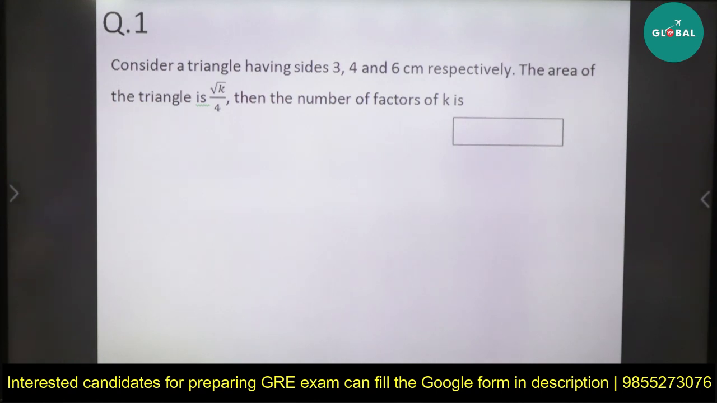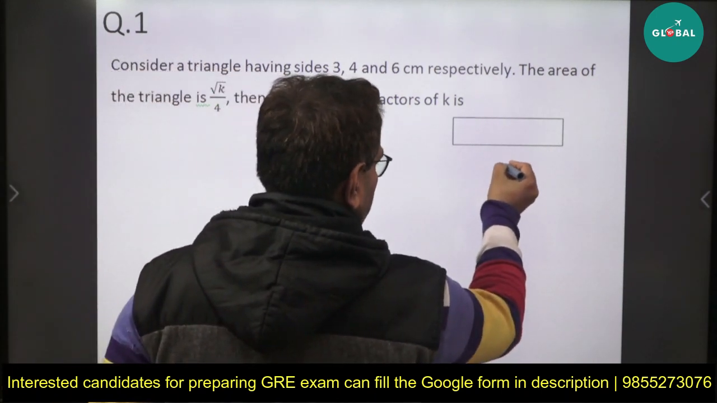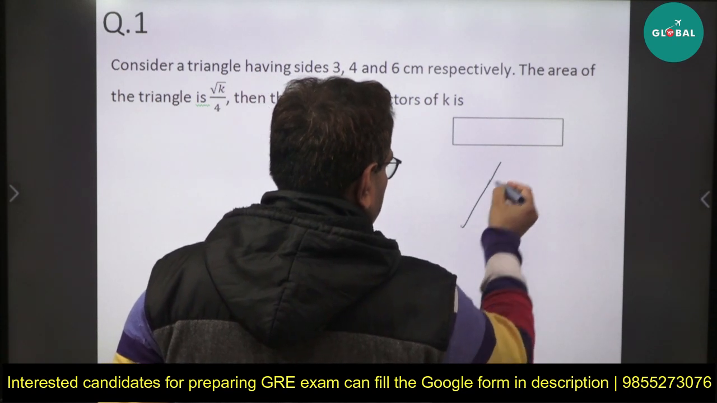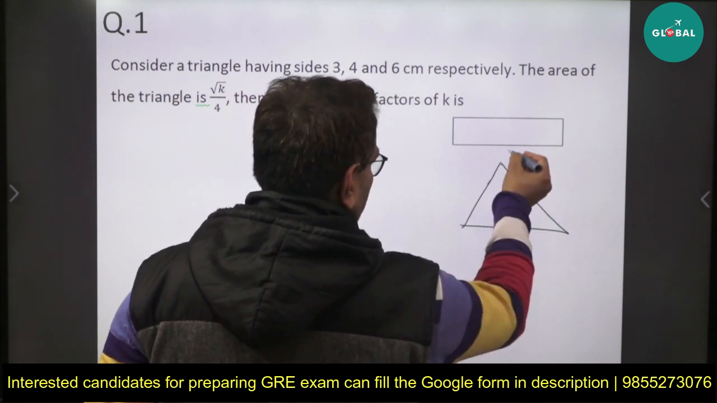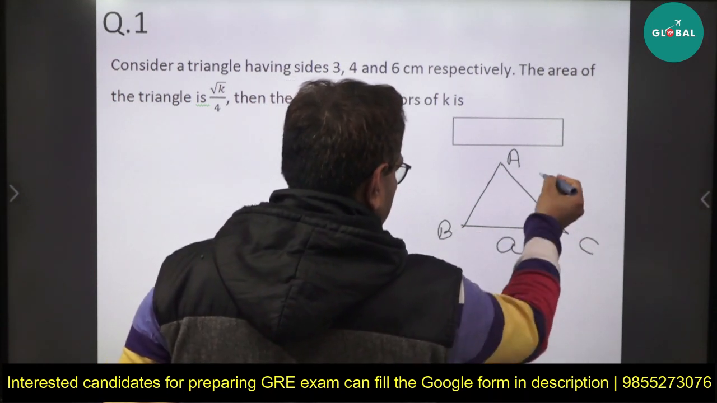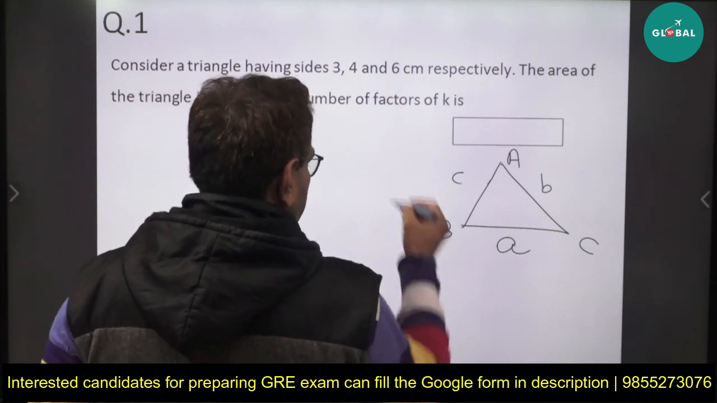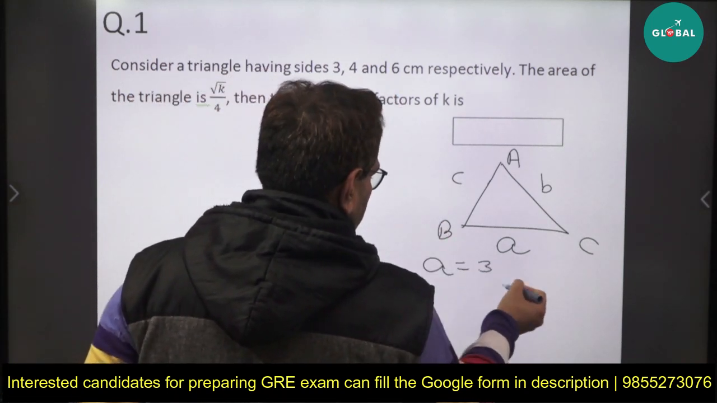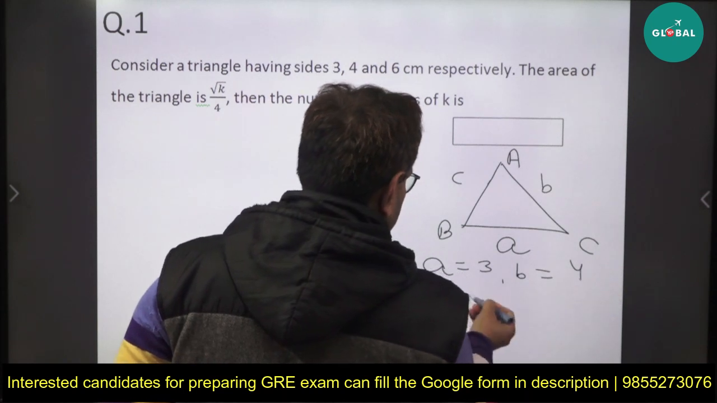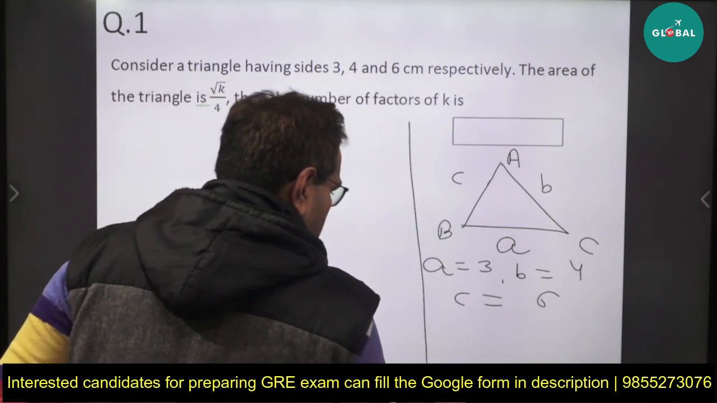Okay, so now let me explain. First of all, you should remember how to find the area of a triangle if the 3 sides of the triangle are known to us. We have a triangle, say ABC, whose sides are a, b and c respectively. a is given as 3, b we can take 4 and c is equal to 6, right? So this is a triangle.